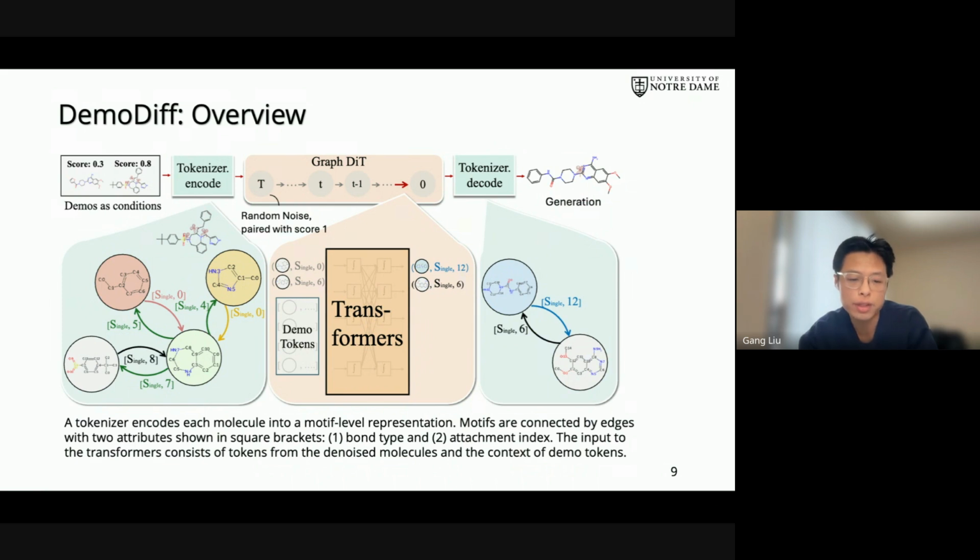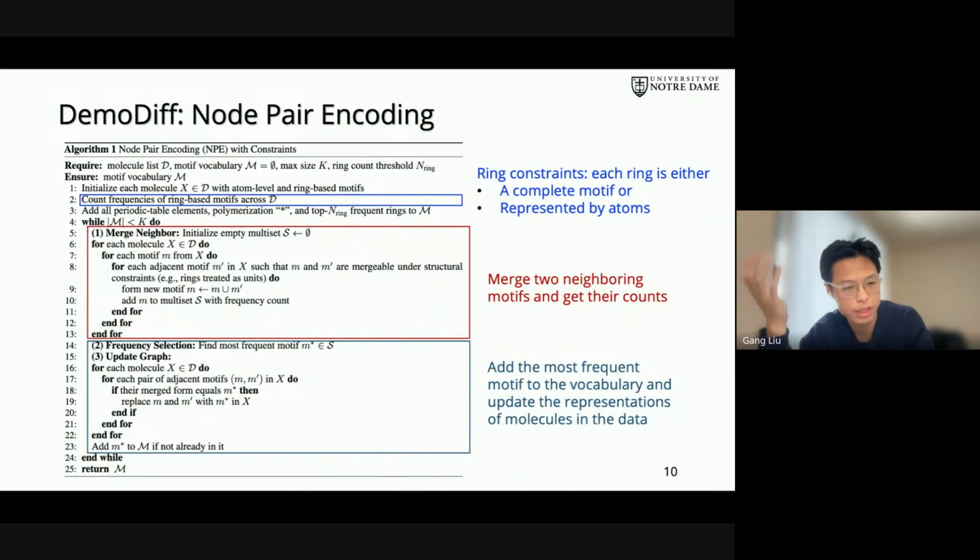So with these motif types and bond types, the graph DiT can concatenate them as a single input for the transformer to denoise. During the denoising, the multi-head attention naturally attends to the demo tokens and learns from the context. The conditions are more naturally integrated into the transformer. Then one can always decode the output of the transformer as a complete molecule using the decoder function in the tokenizer. So how can we get these motifs?